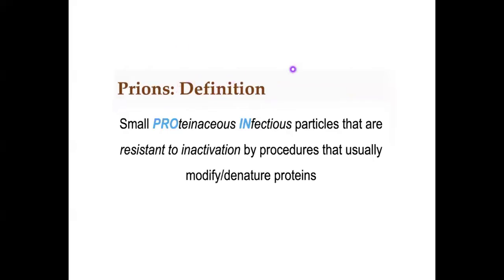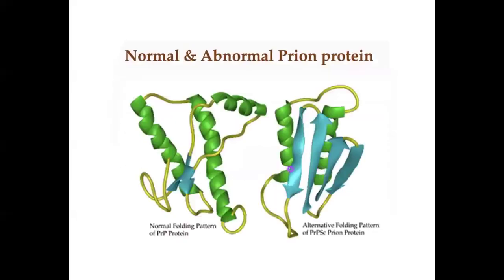So prions, what is the definition? Why is it called a prion? A prion is a small, proteinaceous, infectious particle. That's where we get the name prion. These are particles that are resistant to inactivation by procedures that usually modify or denature proteins. So this is the picture. In our body, we have prion proteins. These are the normal prion proteins. They're usually alpha helical. You see here how they are surrounded like this.